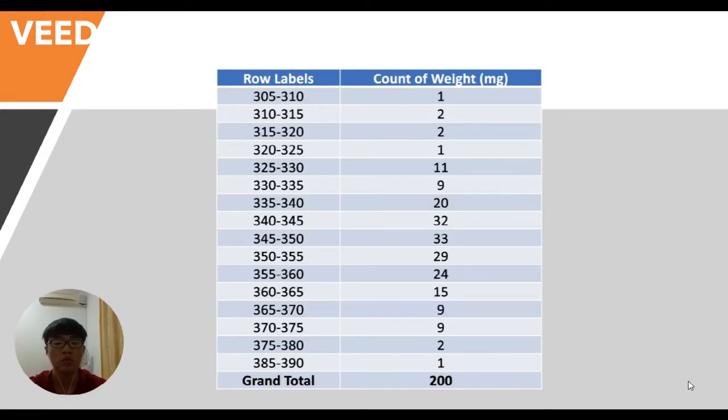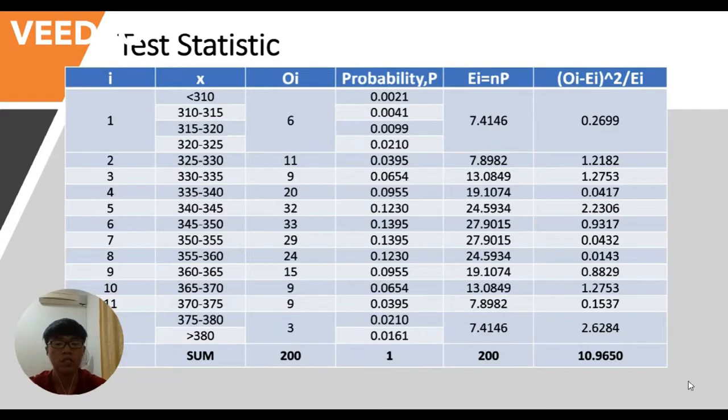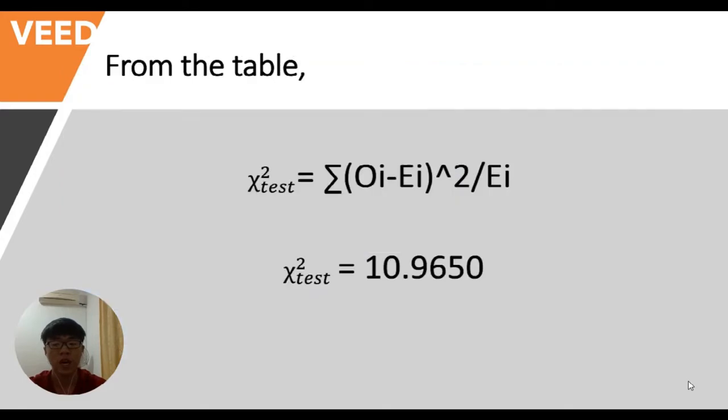Then before we move to the test statistic, we collect our data by creating a frequency table with a range of 5. Next, for the test statistic, after we make the frequency table, we need to find the probability for each range. Then we can find the expected value by multiplying the number of samples, which is 200, with the probability. For the last column, we use the formula there to find the value. After we complete the table, we can find the chi-square test statistic through the total value of the last column, which equals 10.965.